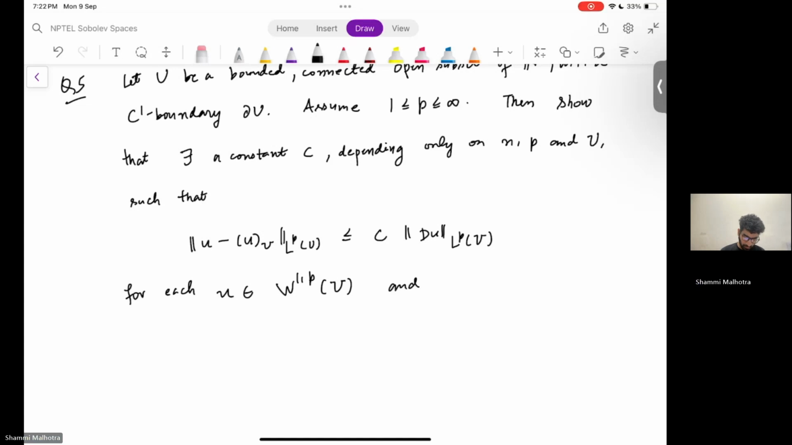And the average of u means the integral over U of u dy divided by the measure of U. This is also written as the integral with a bar, with the dash sign, u dy.